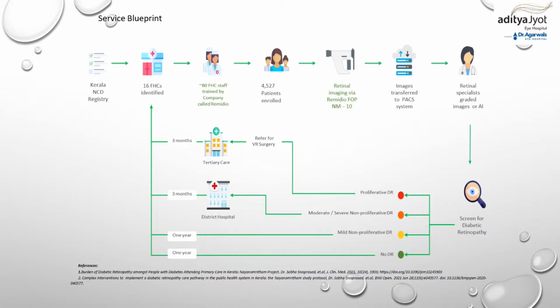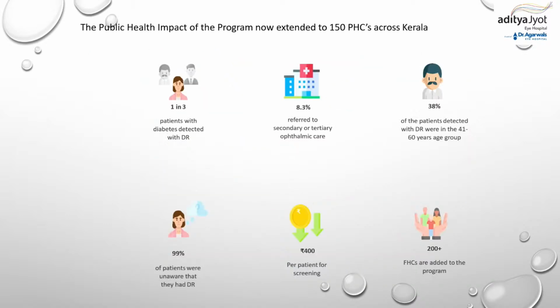We have states, and then we have a state divided into districts, and then proliferative retinopathy was referred to a tertiary care center. So this was again published in the journals. And then they extended it, they found out 1 in 3 patients with diabetes was detected with diabetic retinopathy, 8.3% were referred to secondary or tertiary ophthalmic care, and 38% of patients detected with diabetic retinopathy were in the age of 41 to 60, that is the productive age, and 99% of the patients were unaware in India that they had diabetic retinopathy.